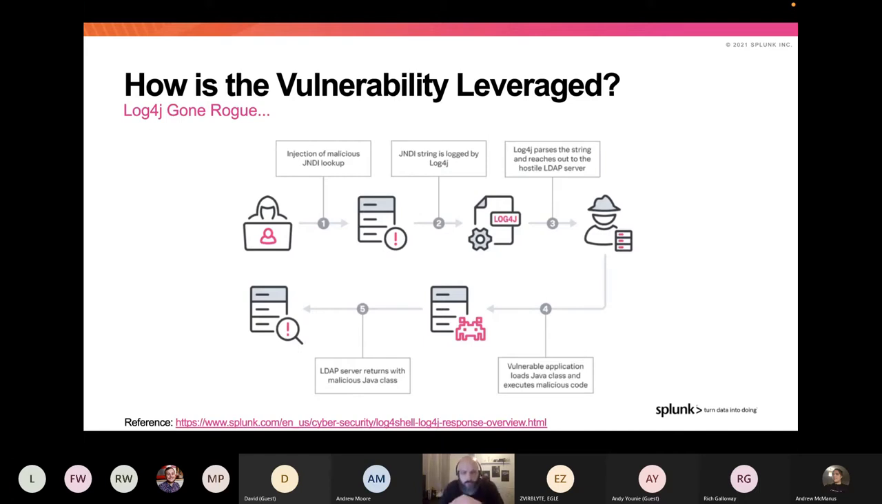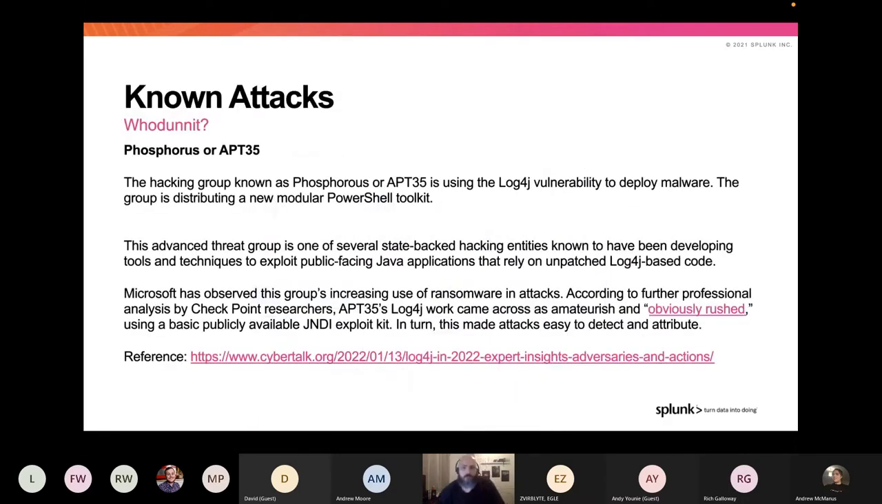This is just to set out, at a very high level, how they would actually get in should they want to leverage it, and obviously if you're not up to date with your patching, which some people definitely weren't. So I thought I'd bring a couple of known attacks using it before we talk about the remediation side of it.